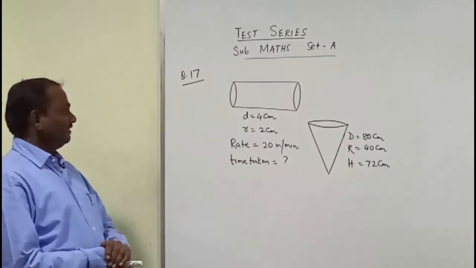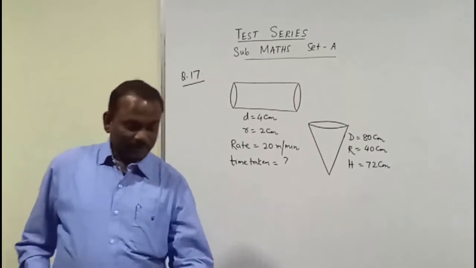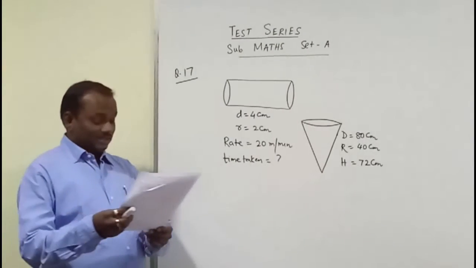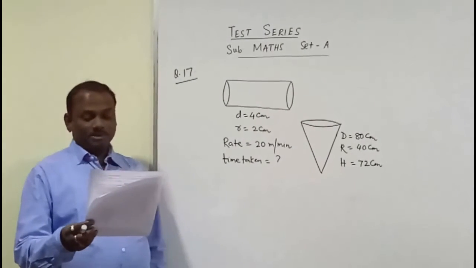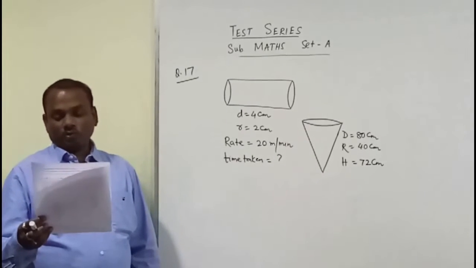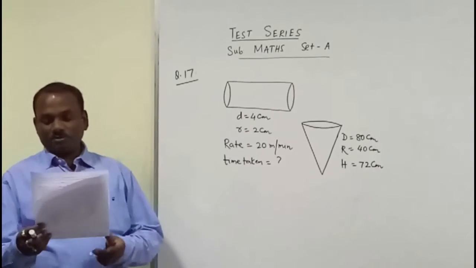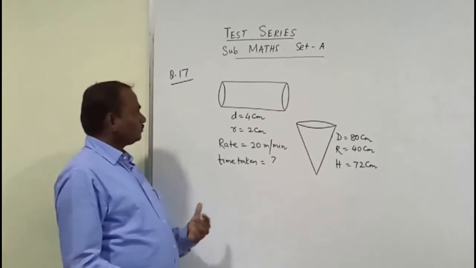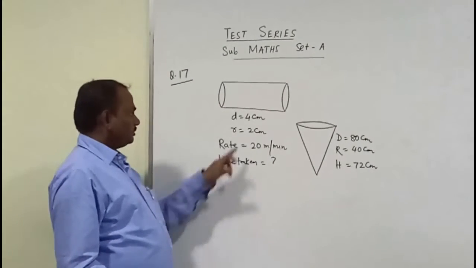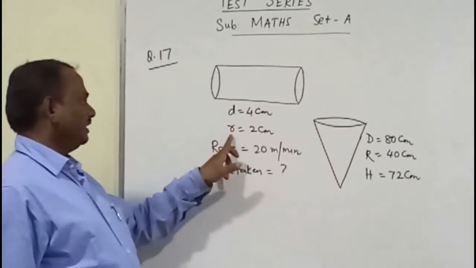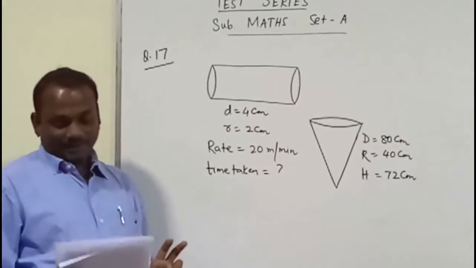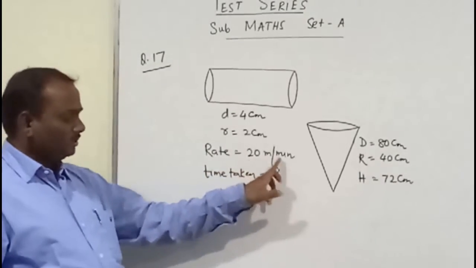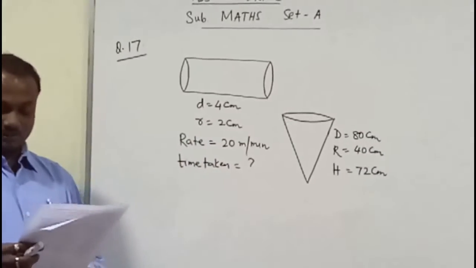The question number 70. Now in question number 70 what is given? Let's first read out. A cylindrical pipe has inner diameter of 4 cm and water flows through it at the rate of 20 meters per minute. Here you can see this diagram. Cylindrical pipe, diameter 4 cm, so radius becomes 2 cm, and the rate of flow of water, rate is given as 20 meter per minute as in the question.